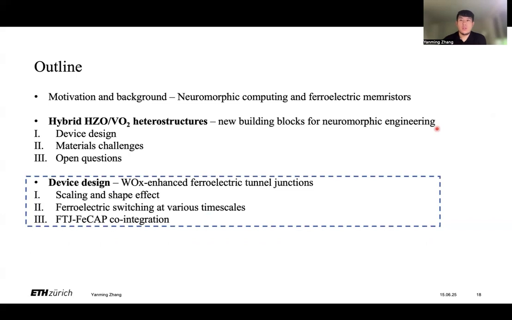In parallel to the research we did on materials, we also wanted to learn more about the optimal design for ferroelectric devices like ferroelectric tunnel junctions. And we decided to learn this on a much known system, which is HfO2 superlattice on tungsten oxide.